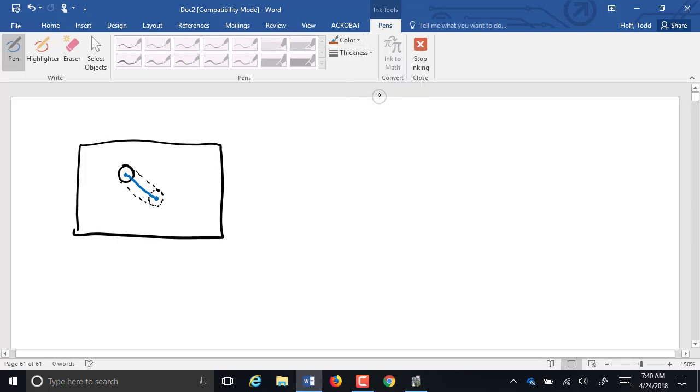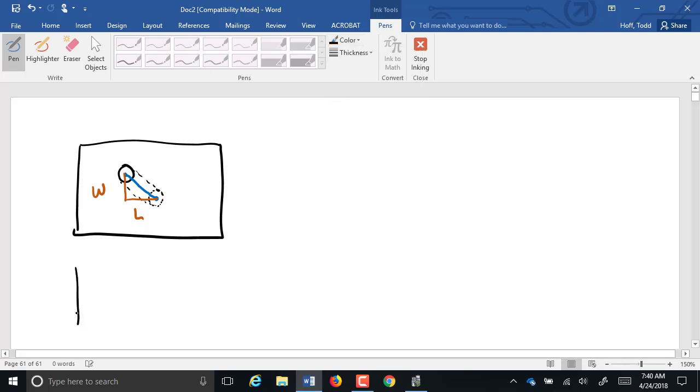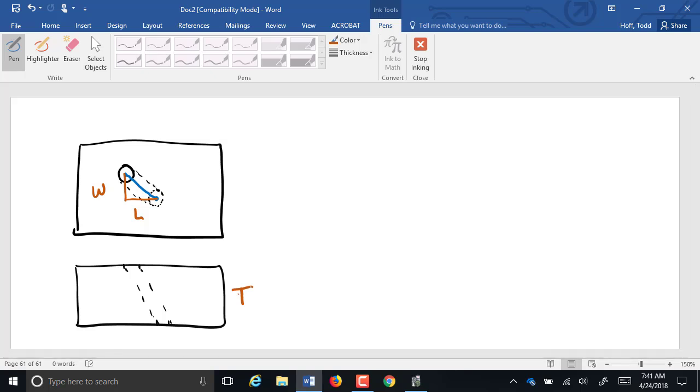And we're going to look at, of course, a dimension this way, which we're going to call the W, the width, a dimension this way, which we're going to call L, the length, and then the dimension we can't see from this angle, this dimension here, which is our thickness. So we've got a width, a length, and a thickness, or a height, if you want to refer to it as a height.